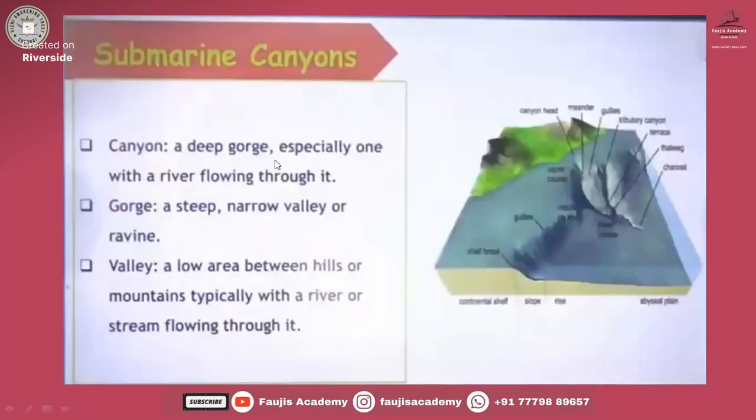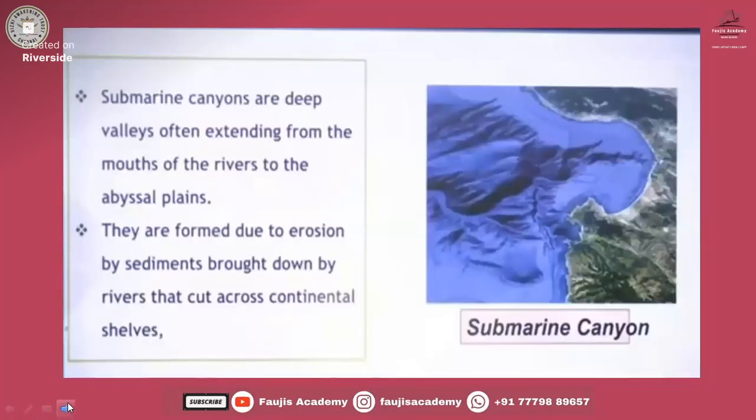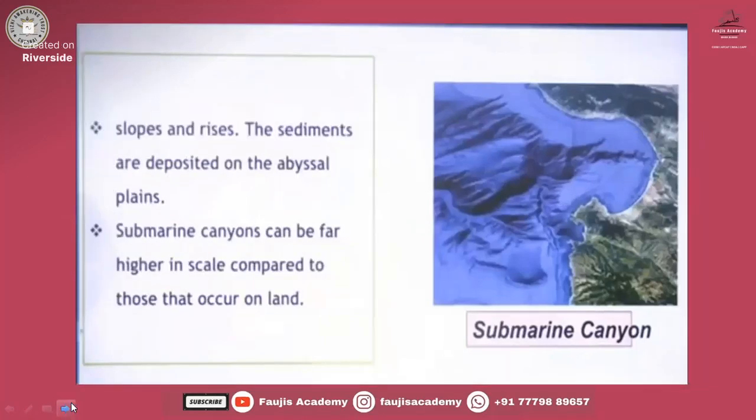Then canyons, a deep gorge with a river flowing through it, that is a canyon, like a steep narrow valley. You can say it is similar to a trench, but canyons are near the land border area, formed by rivers. A valley is a low area between hills or mountains, typically with a river or stream flowing through it. Here in this diagram you can see the valley, and then the gorge and canyons in this part. So these are all about submarine canyons. They are deep valleys often extending from the mouths of rivers to the abyssal plains.